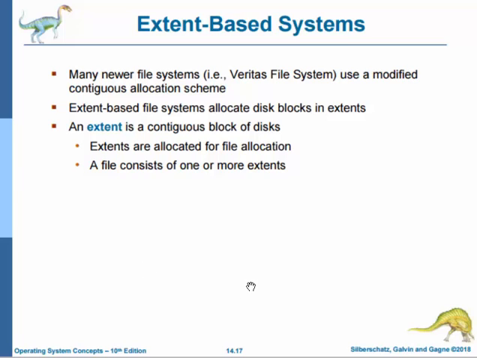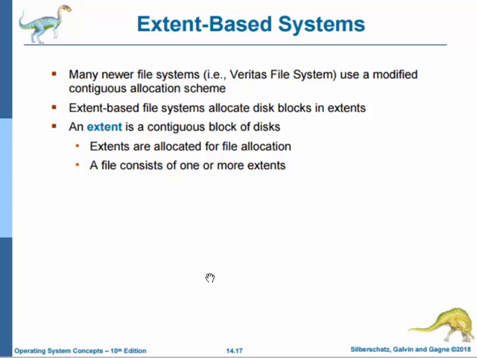So basically, this algorithm suffers from the problem of external fragmentation, wherein as files are allocated and deleted, the free storage space is broken into little pieces. External fragmentation exists whenever free space is broken into chunks, and it becomes a problem when the largest contiguous chunk is insufficient for a request.